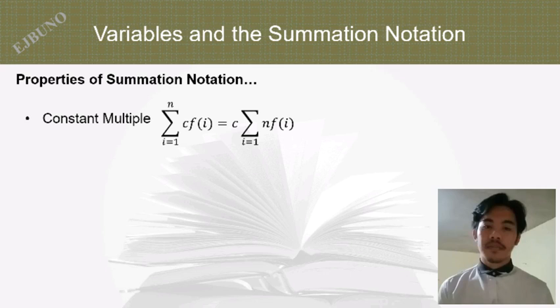Constant multiple property of summation. This is just what we did in our linearity property. When we are doing the summation of a constant multiplied by terms, first we must do the summation of the terms, and when we come up with its sum, then we multiply it by the constant.